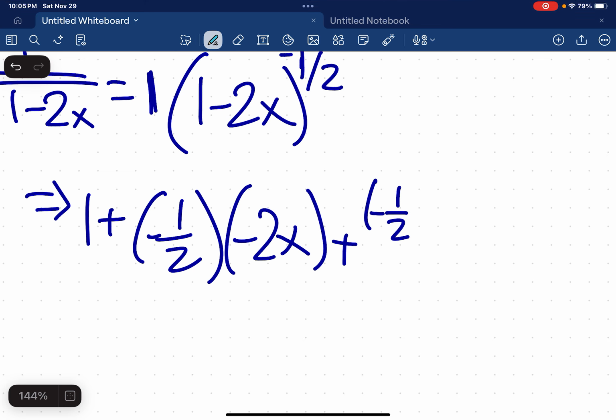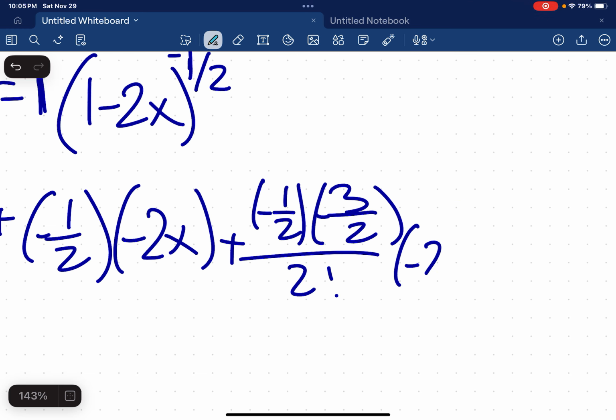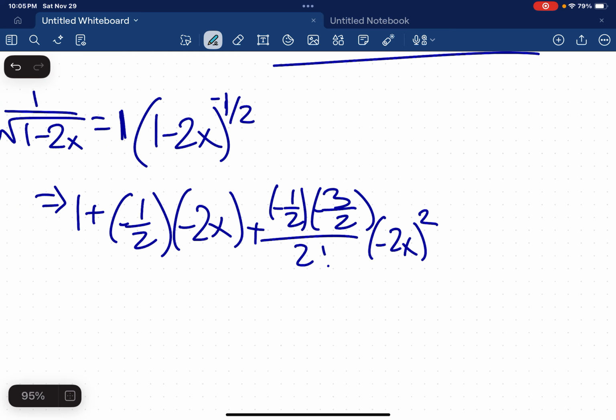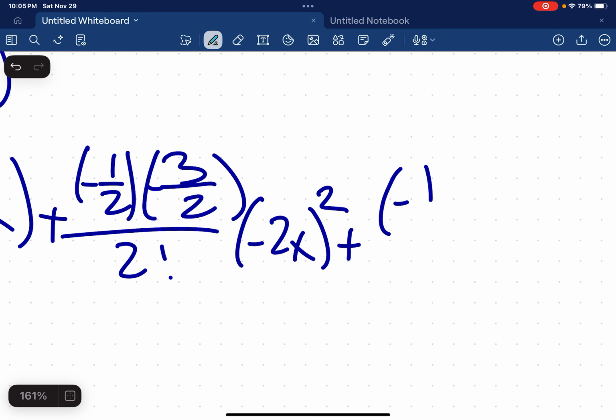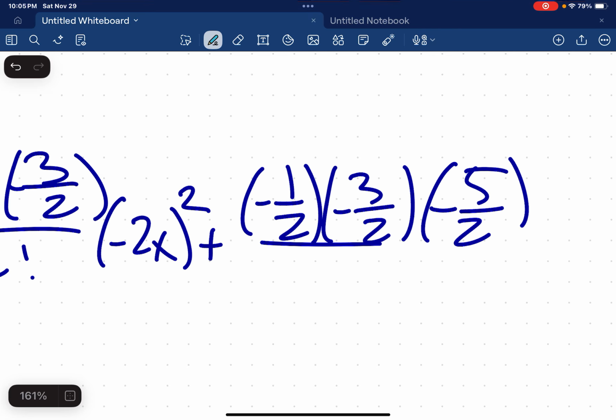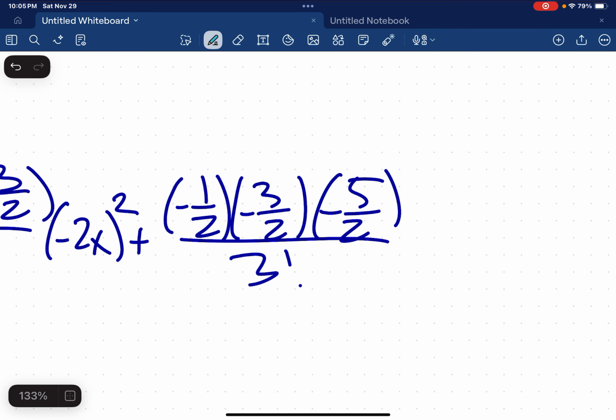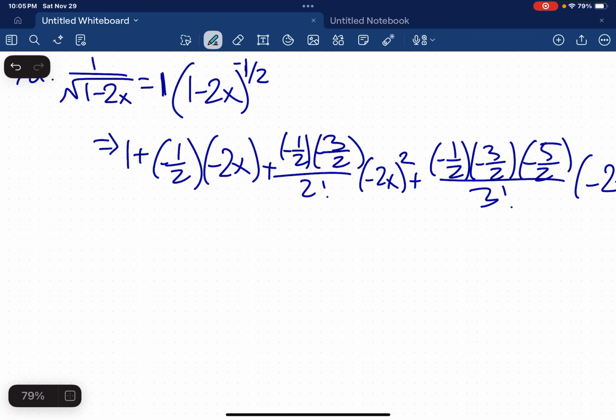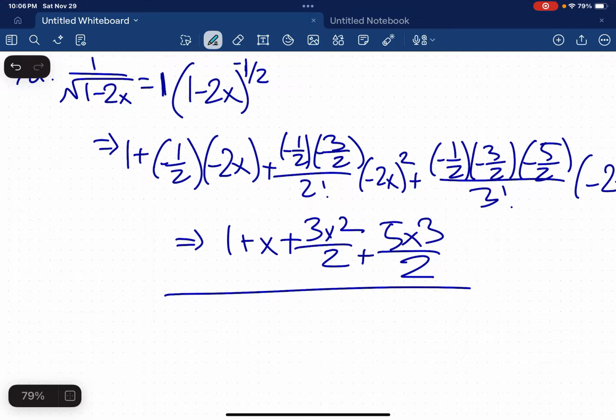plus negative 1/2 times negative 3 over 2, over 2 factorial, times negative 2x squared. Did it say how many? First 3 terms? Okay, that works for me. Then 3 factorial, 2x cubed. And once you simplify everything, you should get 1 plus x plus 3x squared over 2 plus 5x cubed over 2. That is our answer.